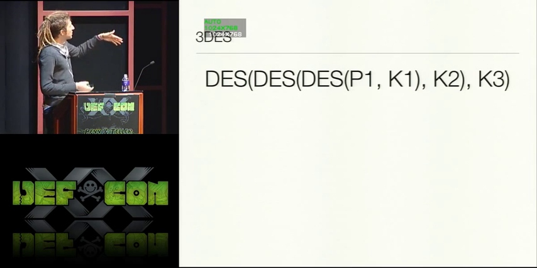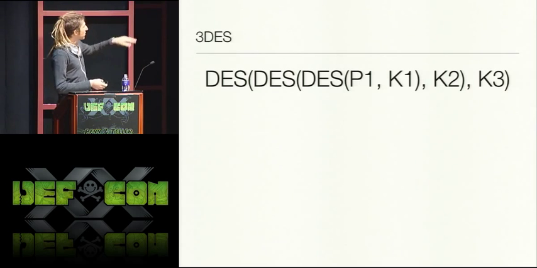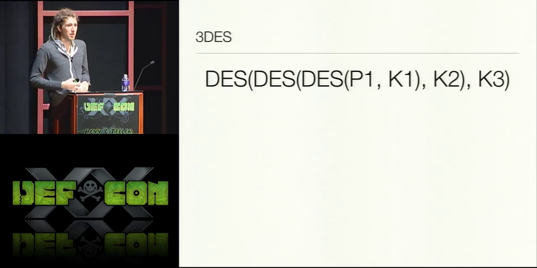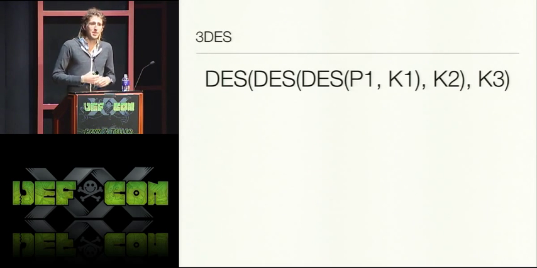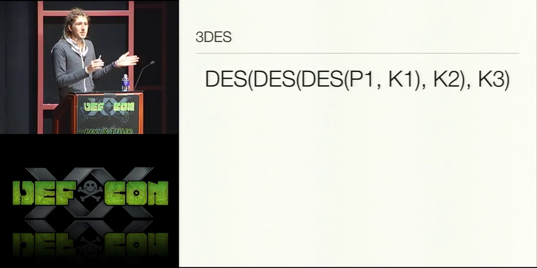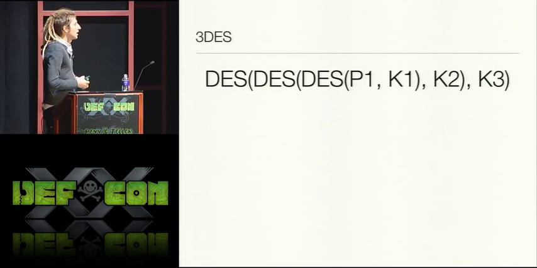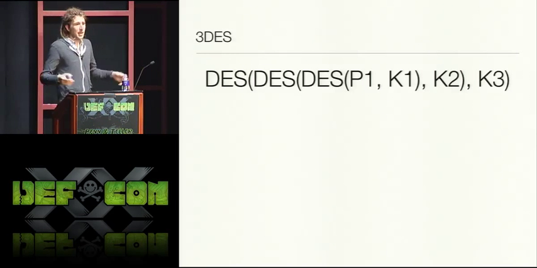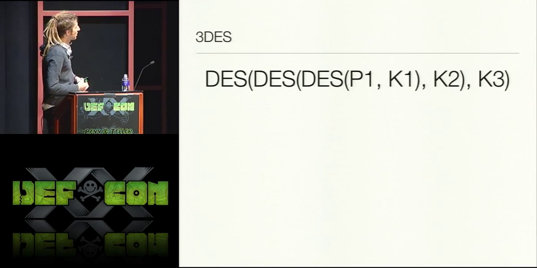The way that works is you have this nested construction where you start in the middle, and you DES encrypt the plain text with one key, and then you use the output of that, the ciphertext from the middle encryption, as part of a DES operation with a second key, and you use the output of that as part of a third DES operation with a third key.